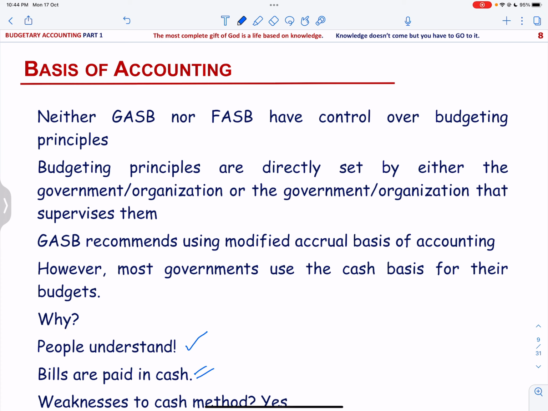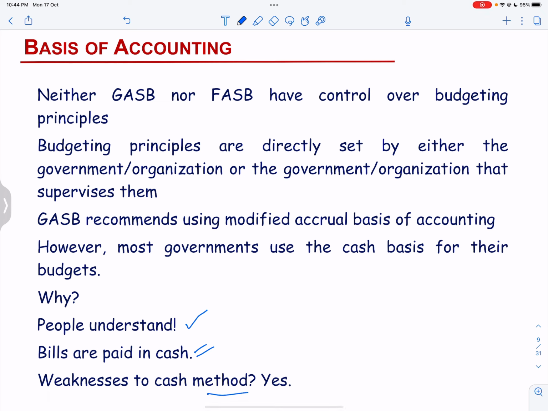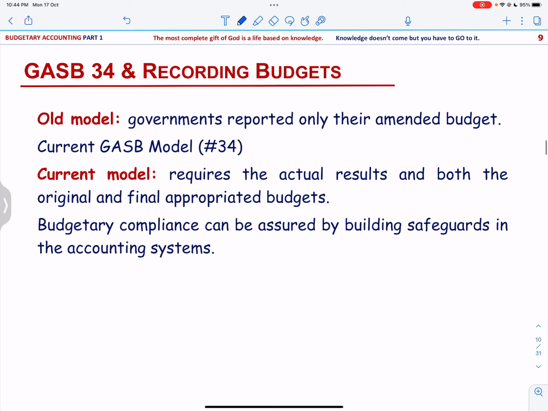as the bills are paid in cash. And the weakness of the cash method is that it could be easily manipulated. But we are not going to talk about it at this moment. As per GASB 34, it is required to show the actual results and the original and the final appropriated budget. The government will make sure that they have procedures that will safeguard the budget, that is, whatever they have decided to spend, it spends appropriately.